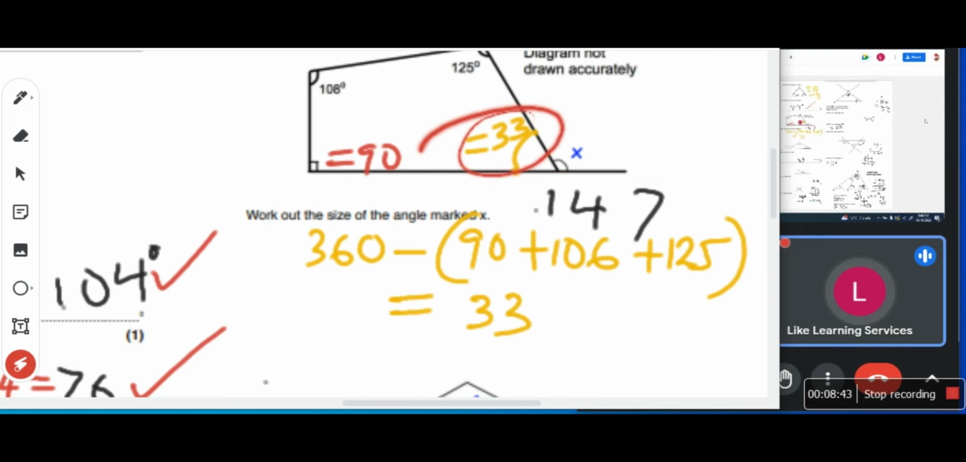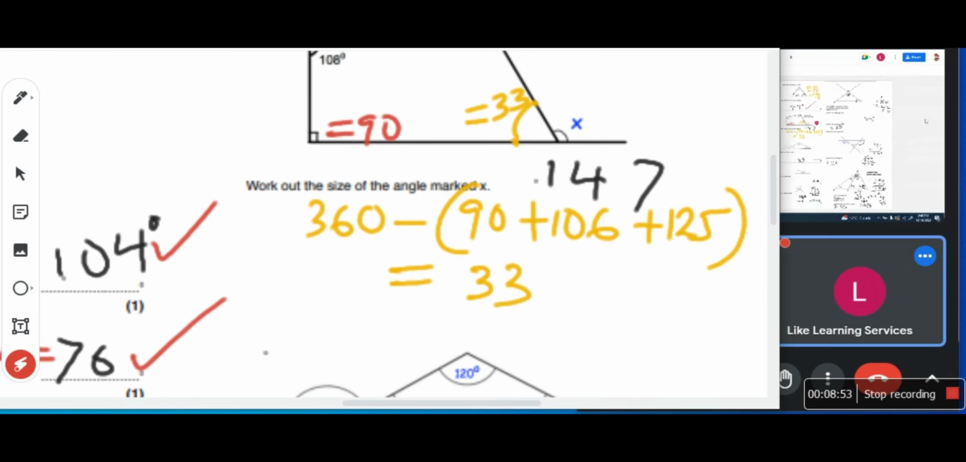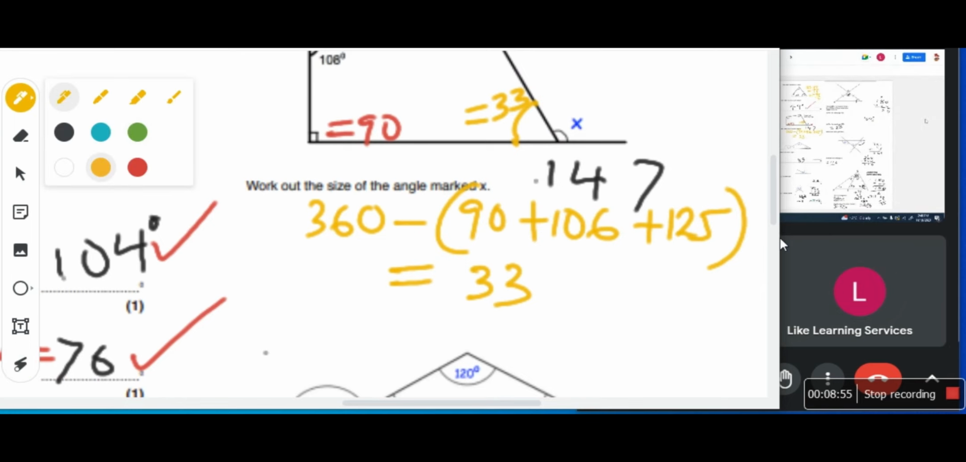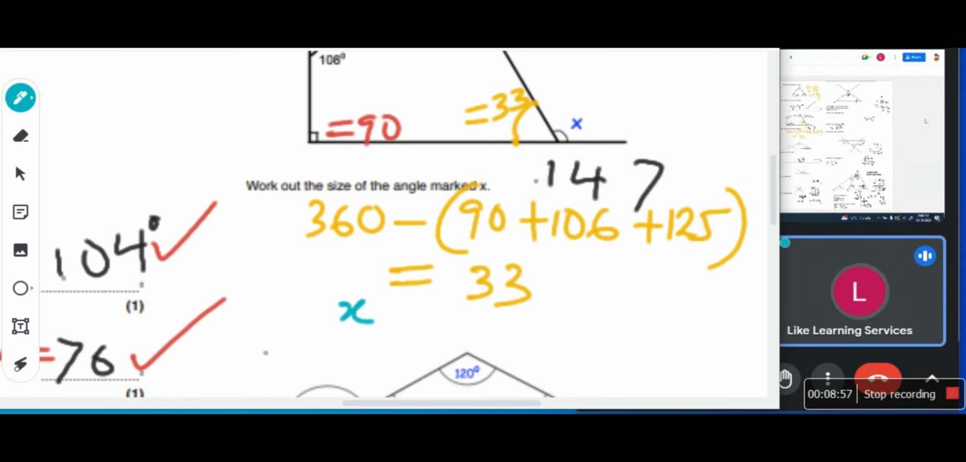This 33 plus x must give you 180. This plus this is a straight line, must give you one straight line at a point, 180. So to get x, what you just did was x is equal to 180 minus 33. I hope that is 147 if you do your calculation right.